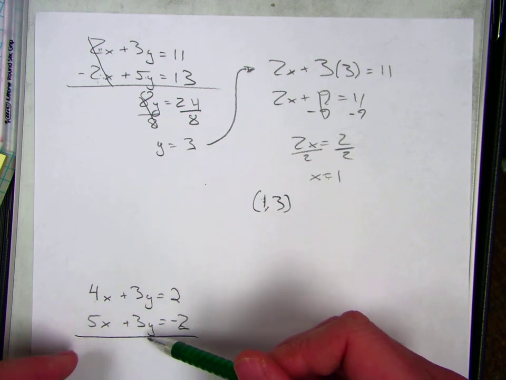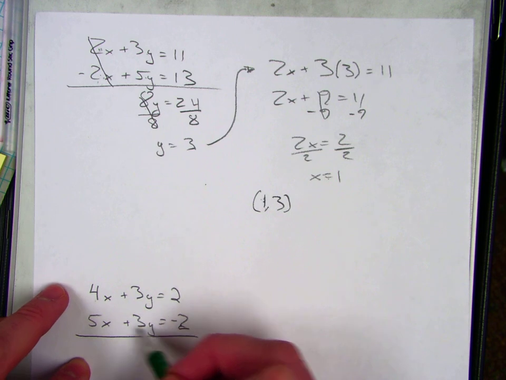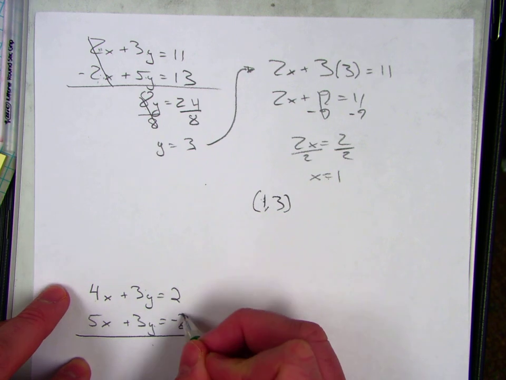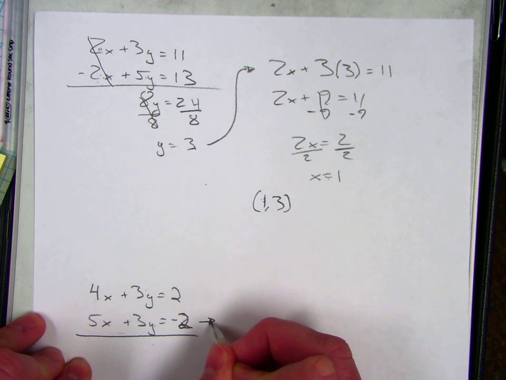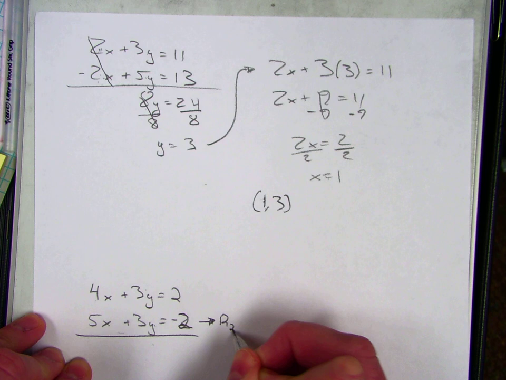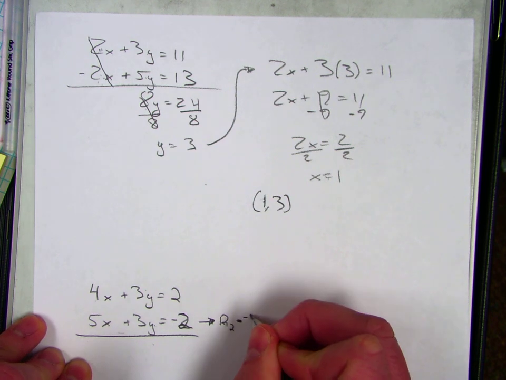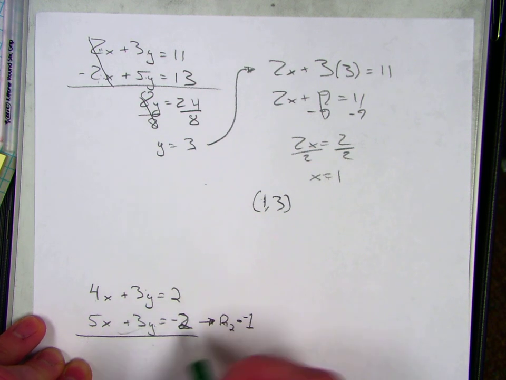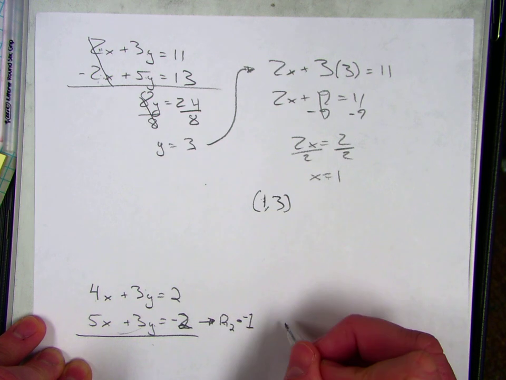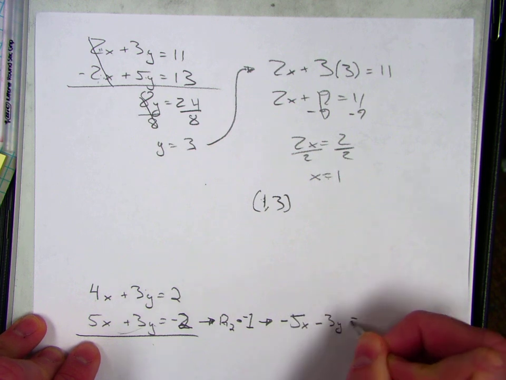We haven't gotten anywhere. I want to eliminate one of these variables. I want one of these to be opposite of that. Well, hopefully we know that I can do anything to one side of the equation as long as I also do it to the other. So I want to take my second row. I'm going to show that like this and say row 2, and I want to multiply that row times negative 1. So if I multiply this side of the equation by negative 1, I have to do the same thing to that side of the equation, and I maintain equality. So that becomes negative 5x minus 3y equals a positive 2.